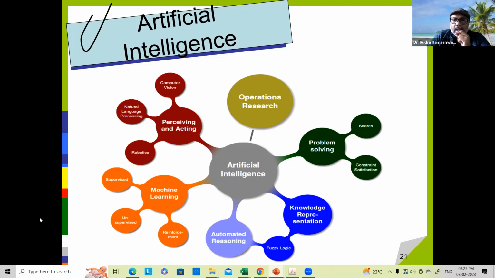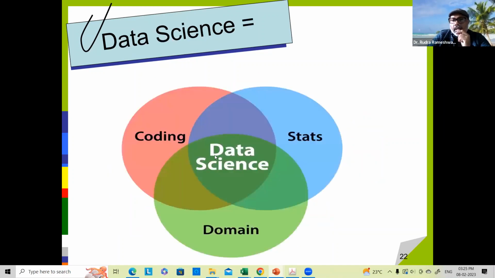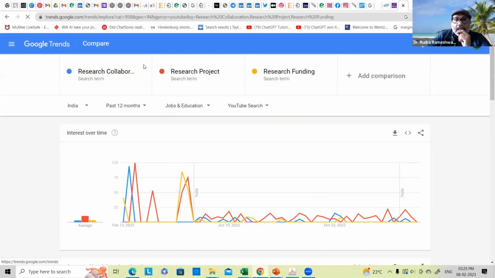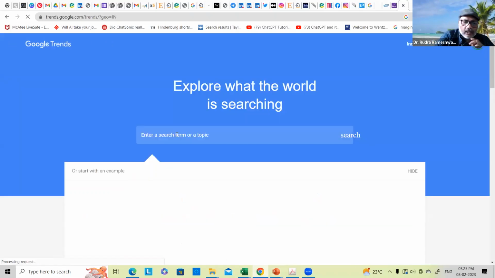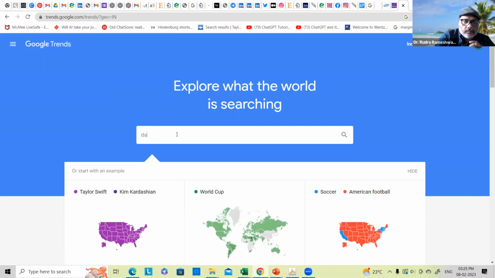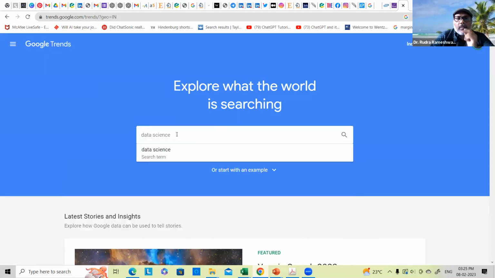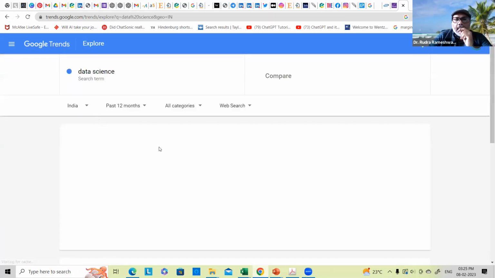Here you can see this chart will help you to understand problem solving, AI, machine learning, and perceiving and acting also. Everything is connected in this chart, where the role of artificial intelligence comes into the picture more. Data science is equal to what? Coding, stats, and domain. This combines together, and that's why the majority of people are there. Let's see some Google Trends for data science. I'll just show you a small thing. It is very powerful. It will show you the trend.